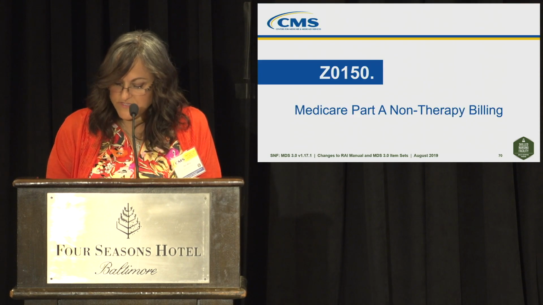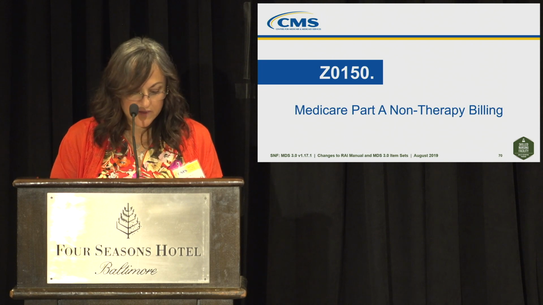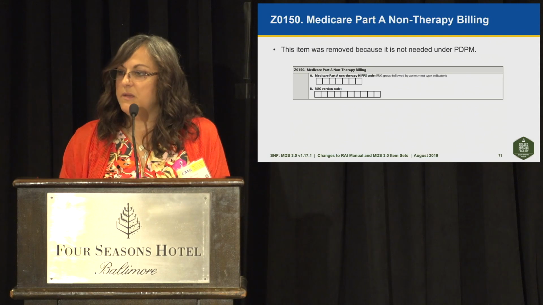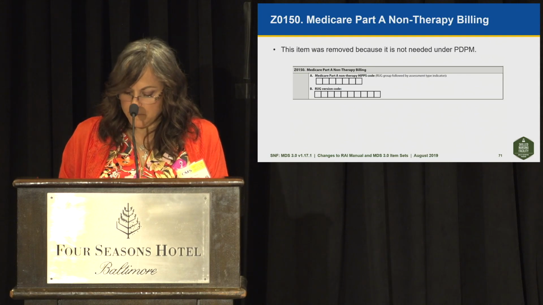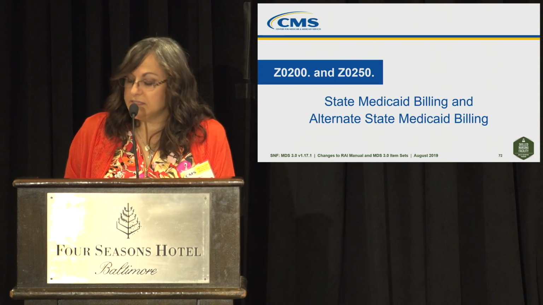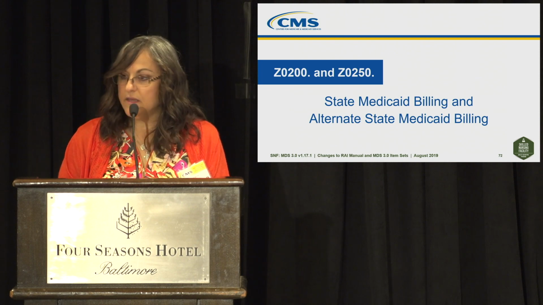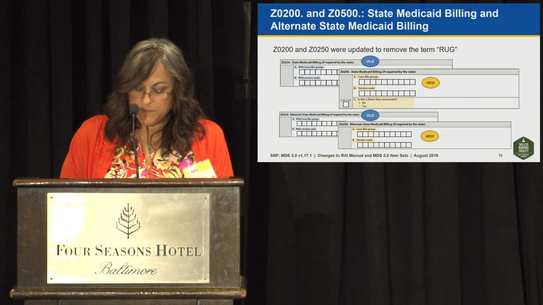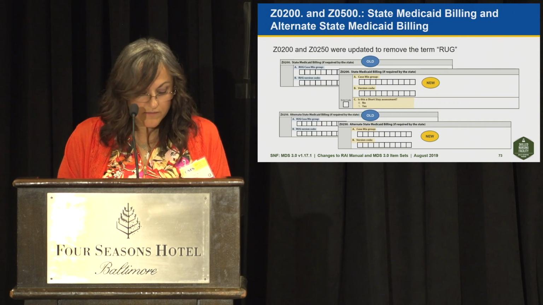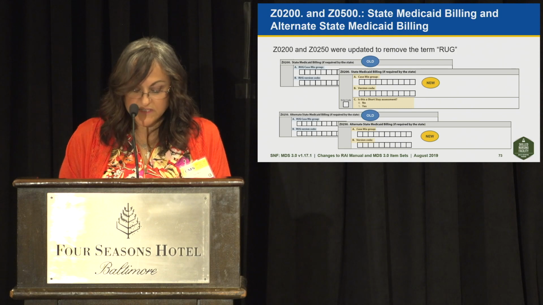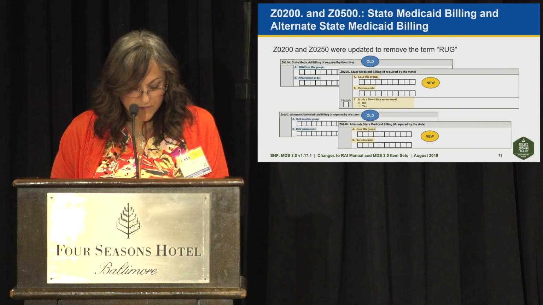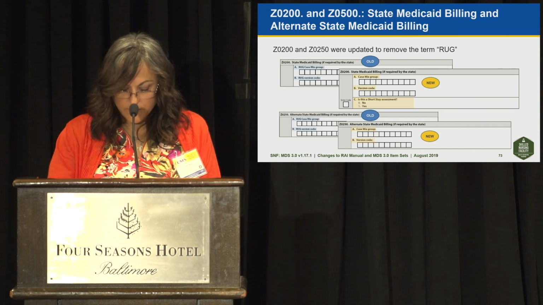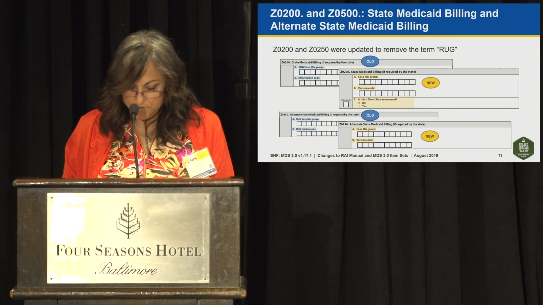Item Z0150, Medicare Part A non-therapy billing. This item was removed because it is not needed under PDPM. Z0200 and Z0500, state Medicaid billing and alternate state billing. These items have been updated to remove the term RUG, and additionally, Z0200C, is this a short stay assessment, has now been added here for those states that still need it for their RUG score, along with the instructions to complete this item.